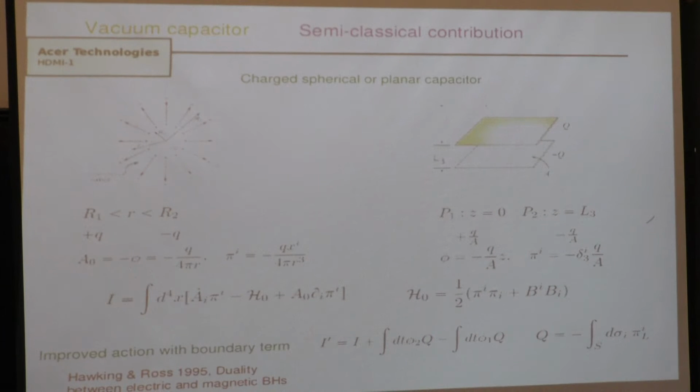And like usual in this Gibbons-Hawking computation, you have to decide what you keep fixed. So either you can work at fixed potential, and then you have to add a boundary term to your action.